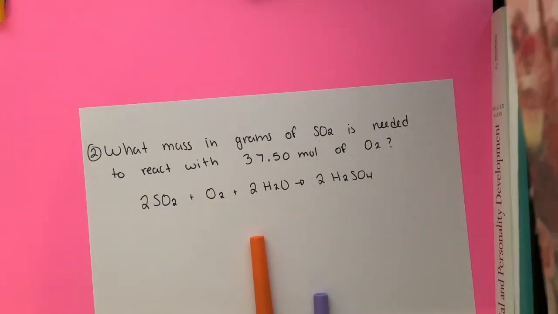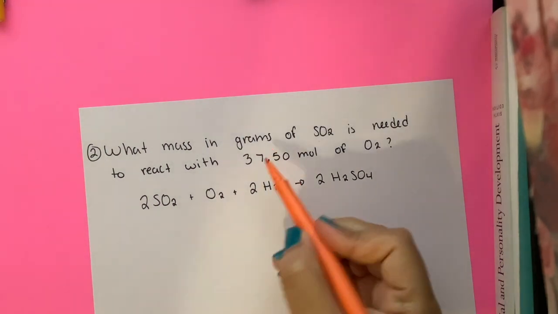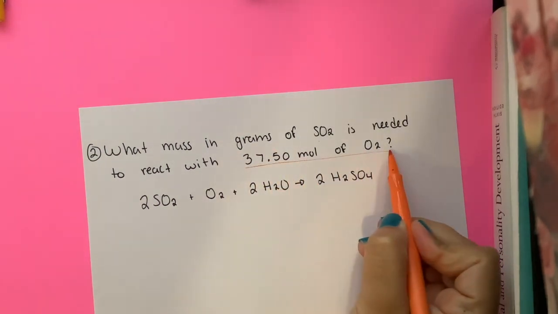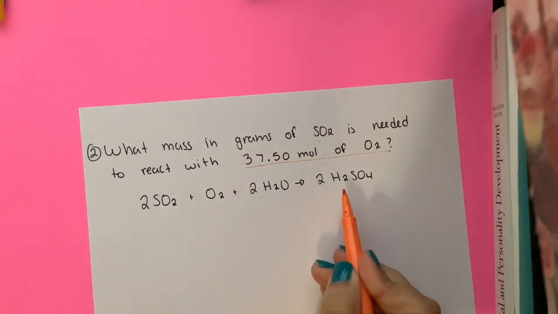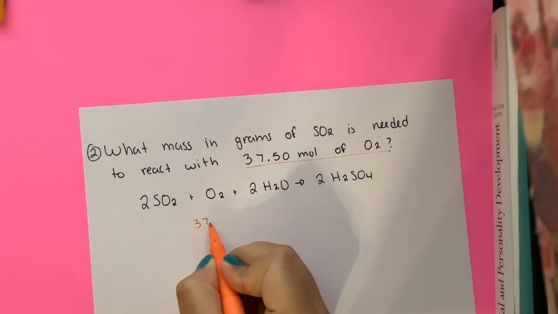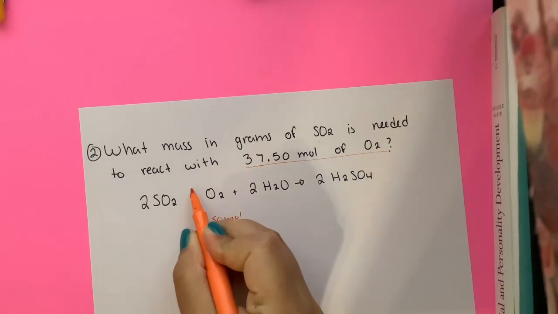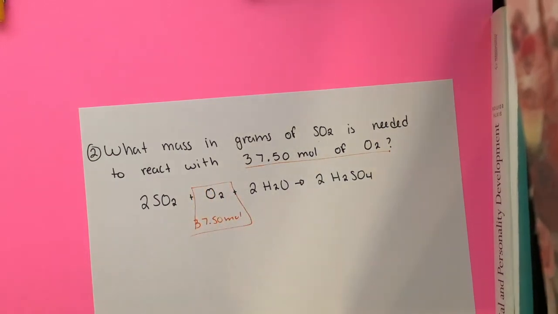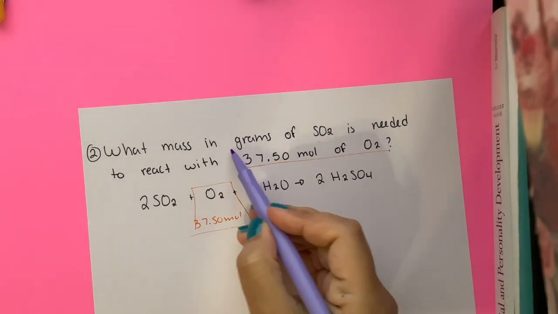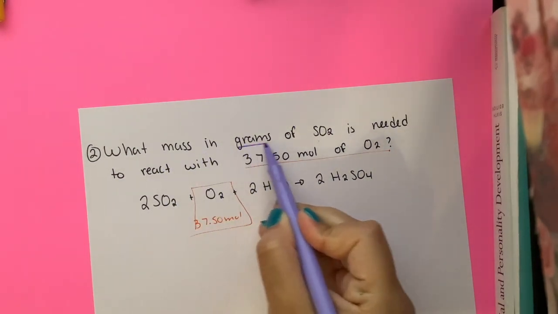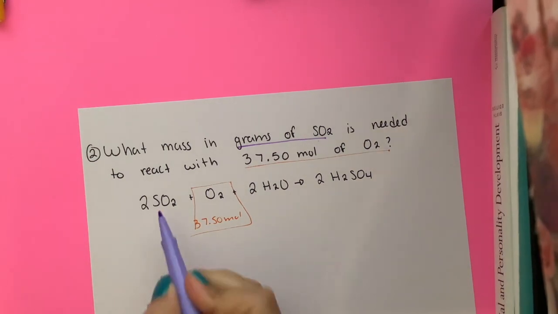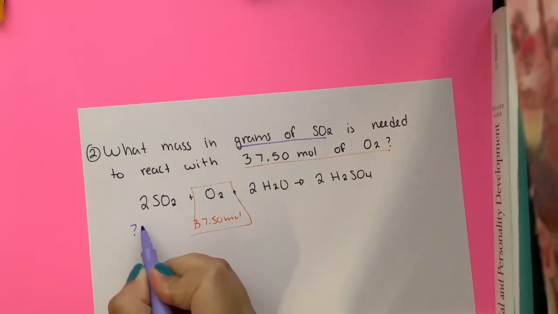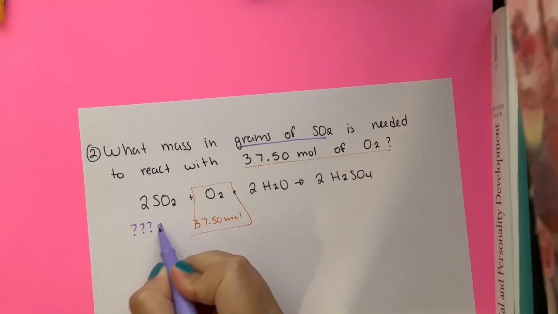Problem 2 says, what mass in grams of SO2 is needed to react with 37.50 moles of oxygen gas? Okay, so they're giving us 37.50 moles of oxygen gas. So I'm going to go to my balanced chemical equation. 37.50 moles. And they're asking us to find what mass in grams of SO2. So SO2, they're asking us for question mark, grams.